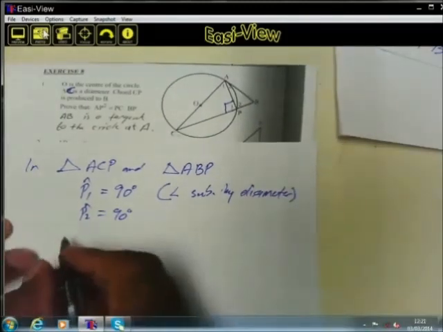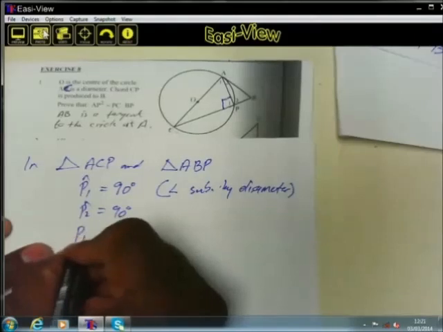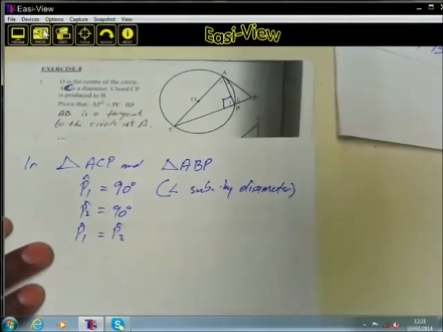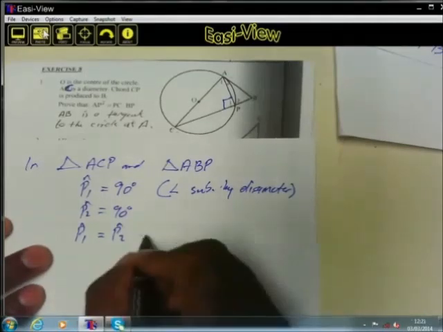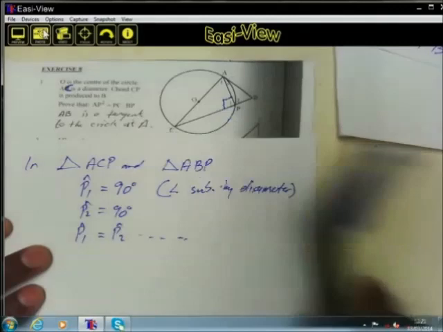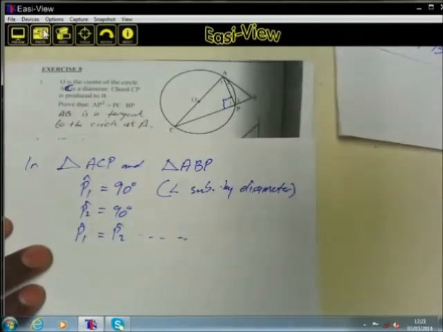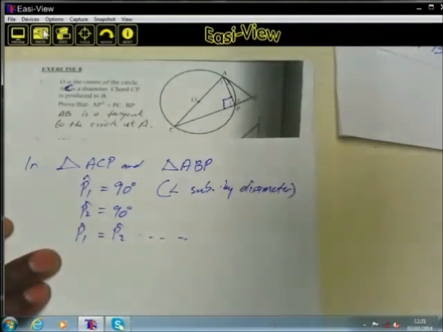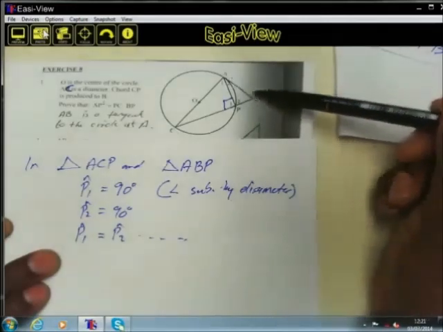It means angle P1 is equal to angle P2, both equal to 90 degrees. First statement. In the two triangles, we want to prove them to be similar, and for them to be similar, we need to prove two pairs of corresponding angles to be equal. So the first pair: angle P1 is equal to angle P2. Secondly, remember AB is a tangent.